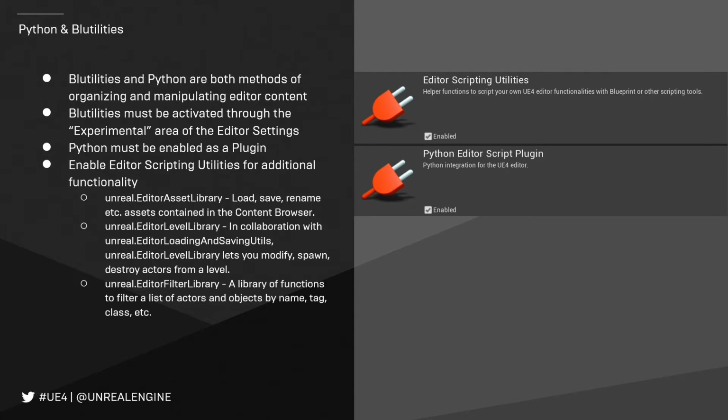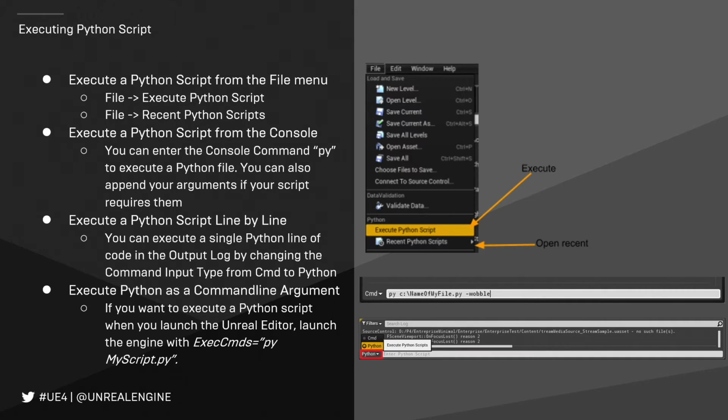Now, if you want to run a script from Python, there are 3 ways to do it. You can click File, Execute Python Script, and then click on the one that you need. Or you can execute a Python script from the console by simply typing in py space the name of the Python script, and that accepts arguments. And then finally, you can open up the console and change it from CMD over to Python and execute single lines of Python if you need to.